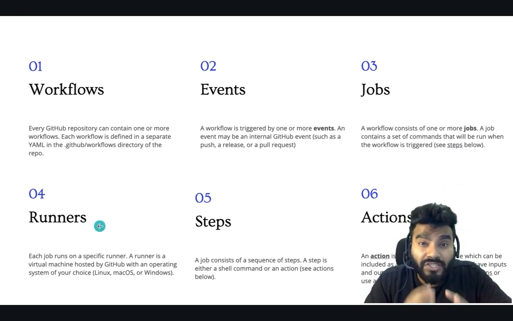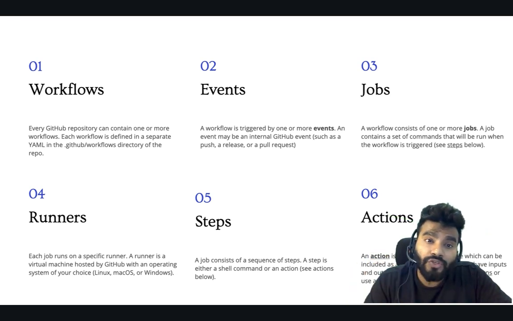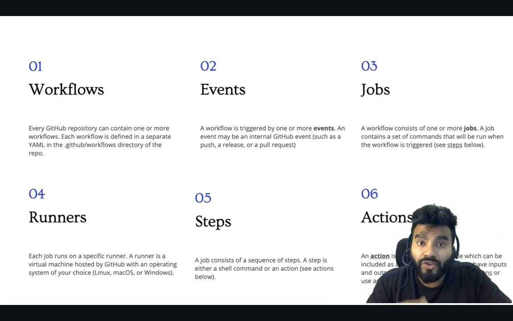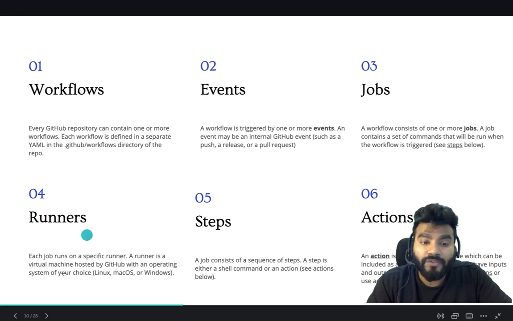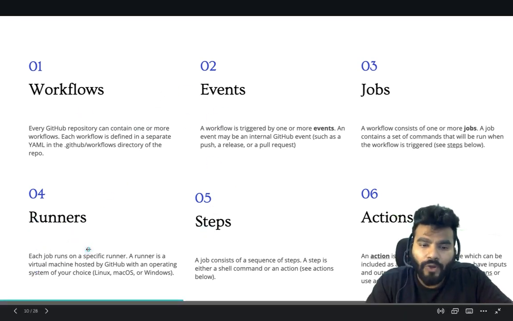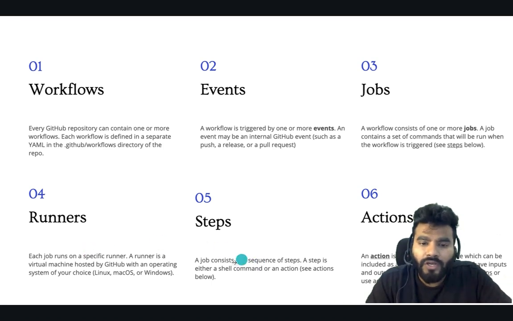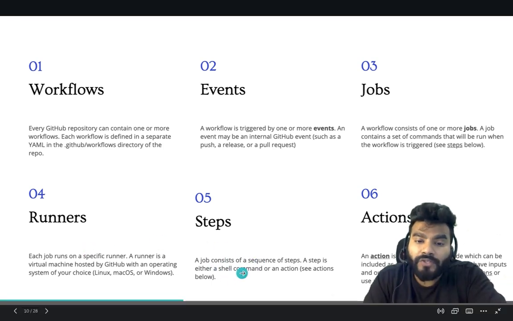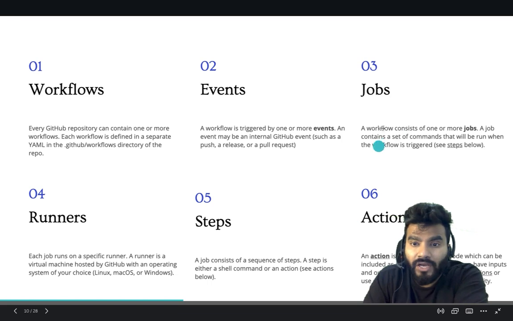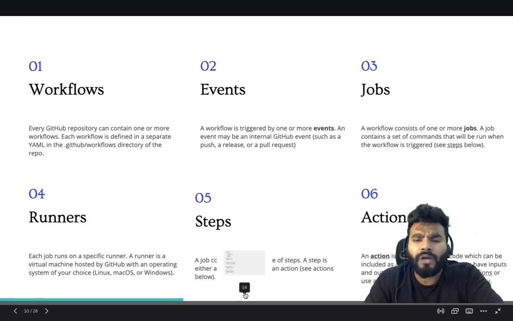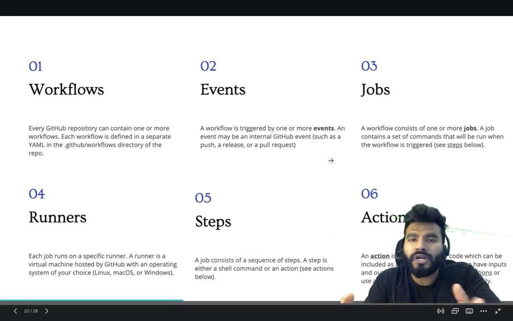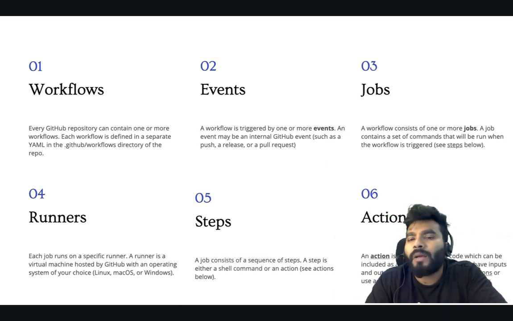Got runners. Now this is where all the GitHub Action job runs. You need a machine, or a Kubernetes cluster, to run all of these steps which we have defined in the workflow, right? This is the runner. It could be Linux, macOS, could be Windows, could be any flavor. Steps. A job consists of a sequence of steps, as mentioned over here. A step is either a shell command, could be a PowerShell command, could be anything. It's going to differ based on your environment, on your application.